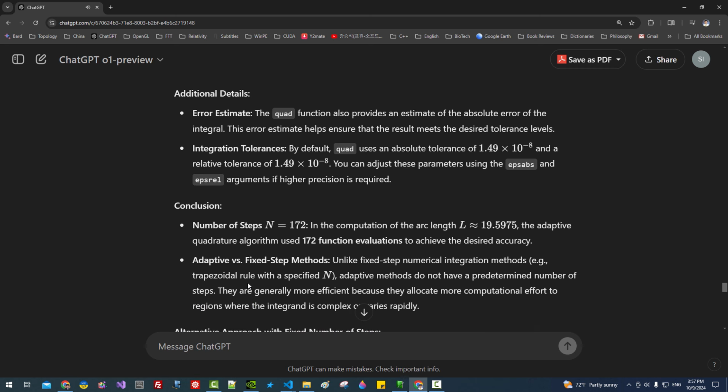Additional details. Error estimate. The quad function also provides an estimate of the absolute error of the integral. This error estimate helps ensure that the result meets the desired tolerance levels. Integration tolerances. By default, quad uses an absolute tolerance of 1.49 times 10 minus 8 and a relative tolerance of 1.49 times 10 minus 8. You can adjust these parameters using the EPSABS and EPSREL arguments if higher precision is required.